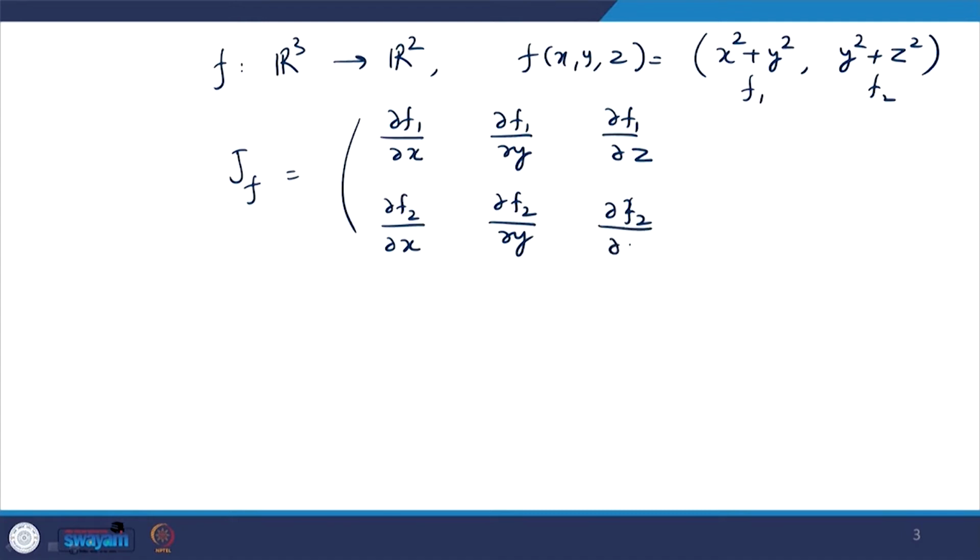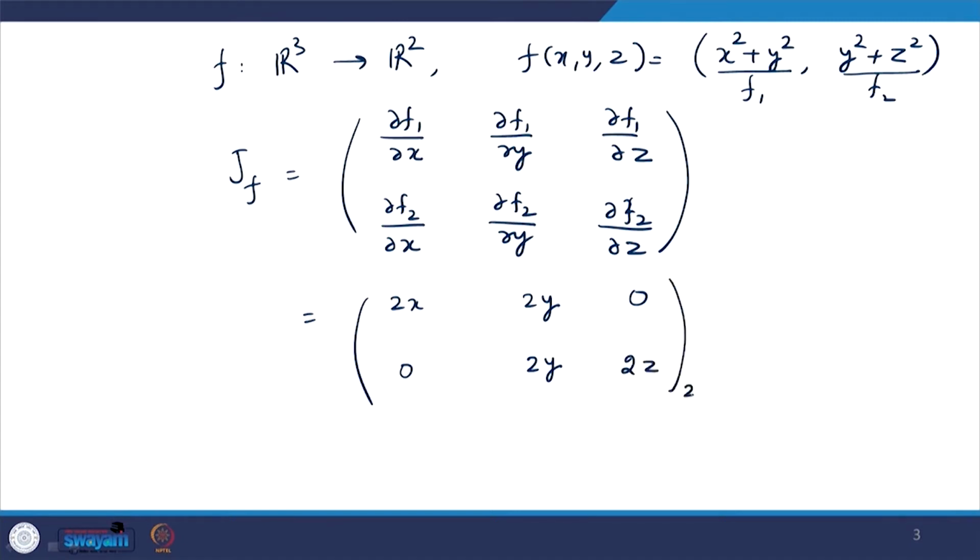Now, what is del f1 upon del x? This is f1 and this is f2. The partial derivative of f1 with respect to x is 2x, with respect to y it is 2y, and with respect to z it is 0. Now, for f2 with respect to x it is 0, with respect to y it is 2y, and with respect to z it is 2z. So, this matrix of 2 rows and 3 columns, 2 cross 3, is basically the Jacobian of this particular example.